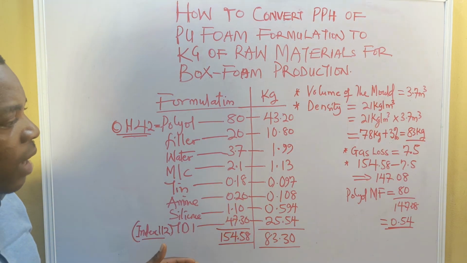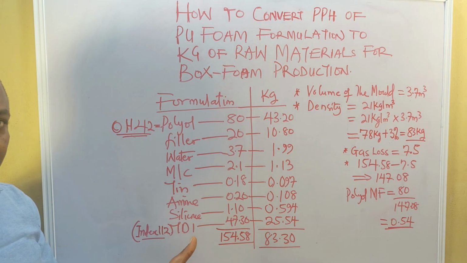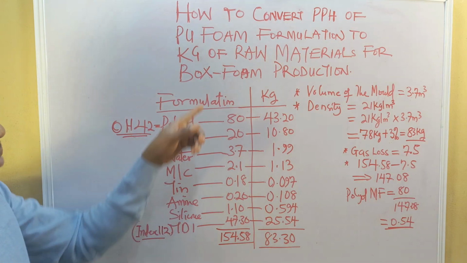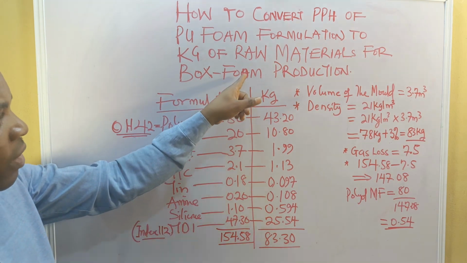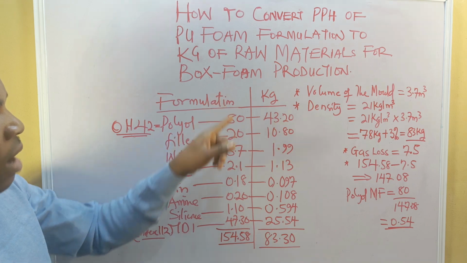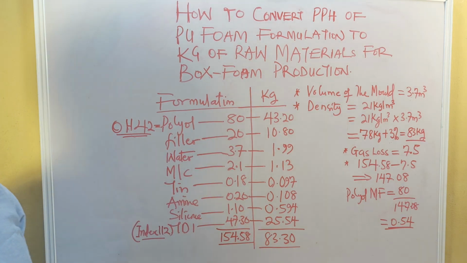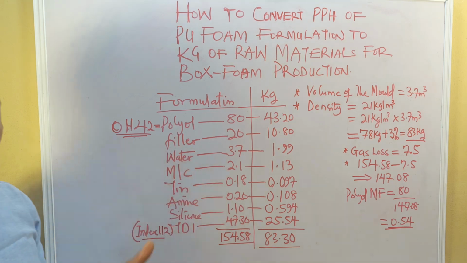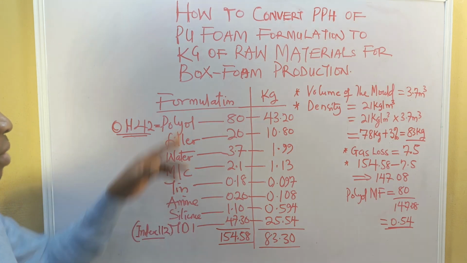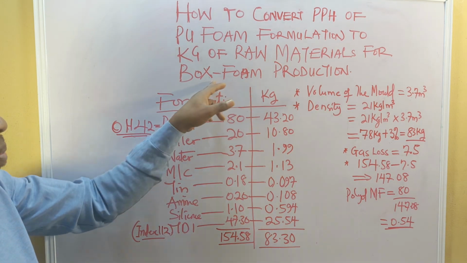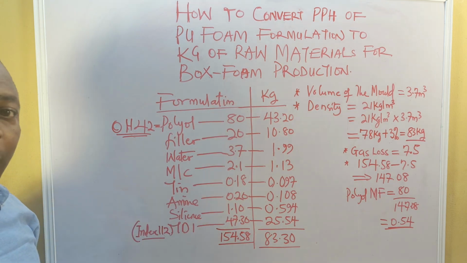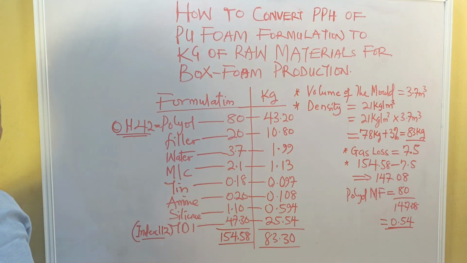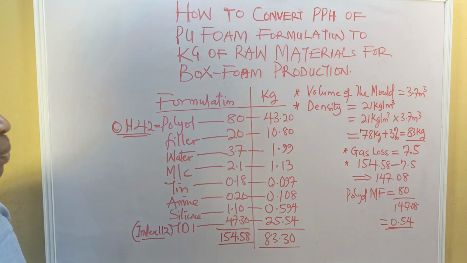Now you look at the batch process. Just as the name implies, box foam. At times we use it when we are carrying out laboratory scale work. At times we also use it for those of us who are entrepreneurs in the system. They call it box foam. This is a name commonly used here in Nigeria, because I do not know where you are watching me from. We call it box foam.